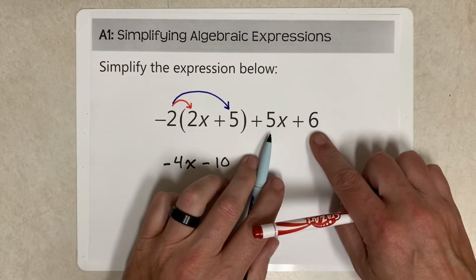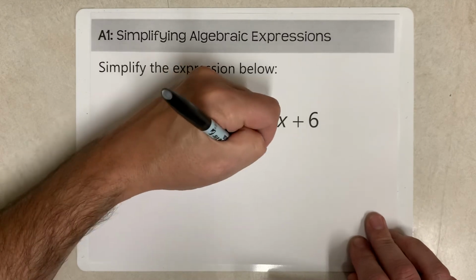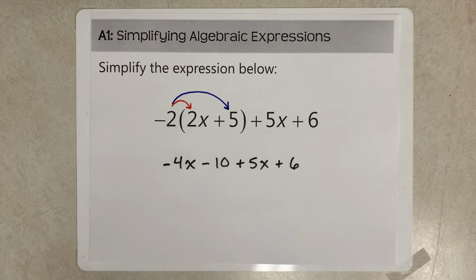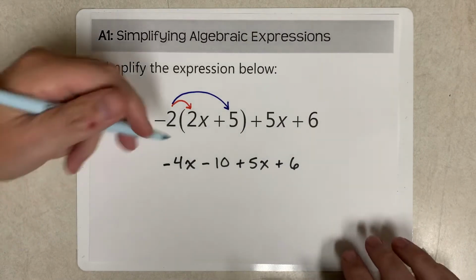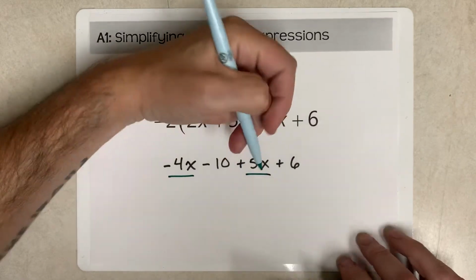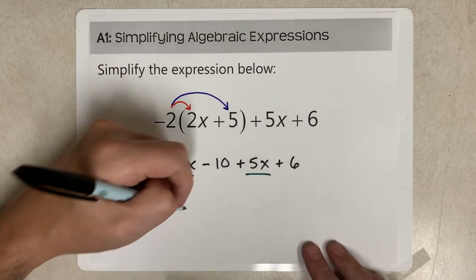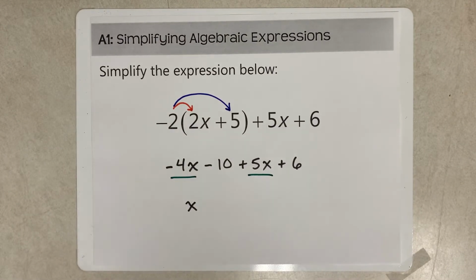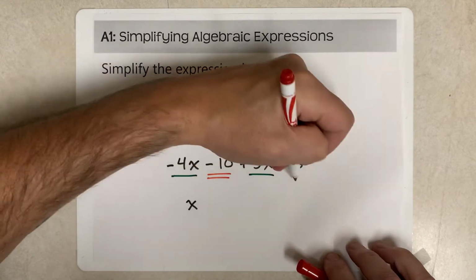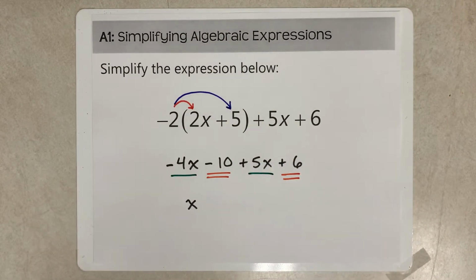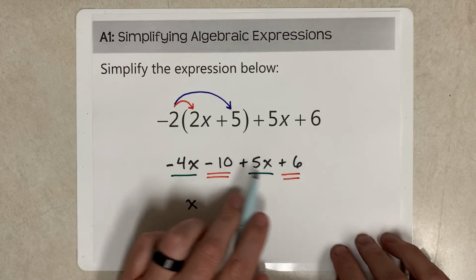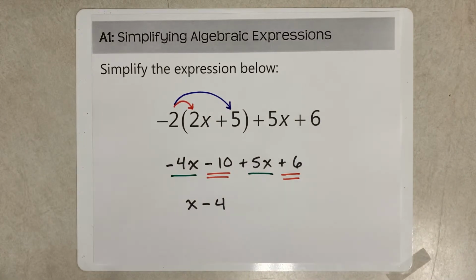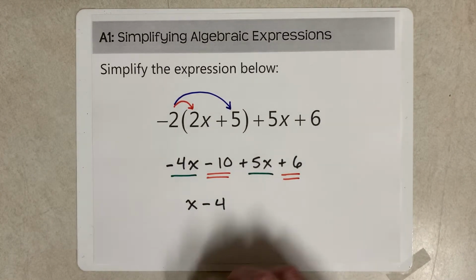Now these two terms aren't doing anything over here, so I'm just going to bring those down. Plus 5x plus 6. All right, so now let's see where we're at. Okay, x is first, negative 4x, positive 5x, and that's going to actually just give me a positive 1x when I get done combining those together. Then I have a negative 10 and a positive 6. So if I combine those together, negative 10, positive 6 should give me a negative 4. And so my final answer would just be x minus 4. And that one's done.